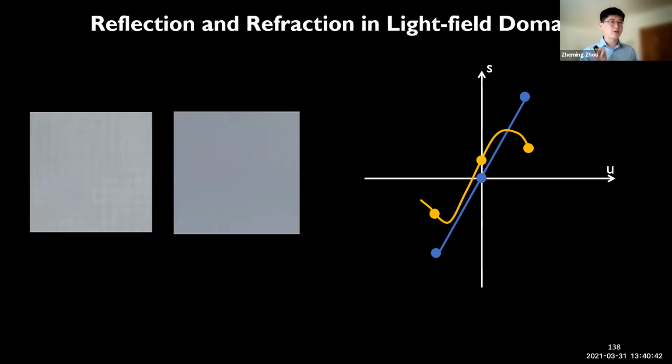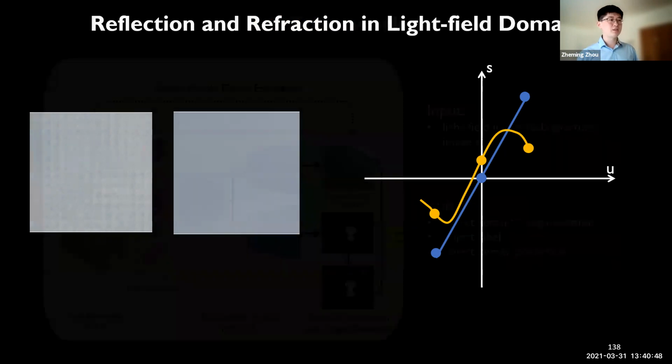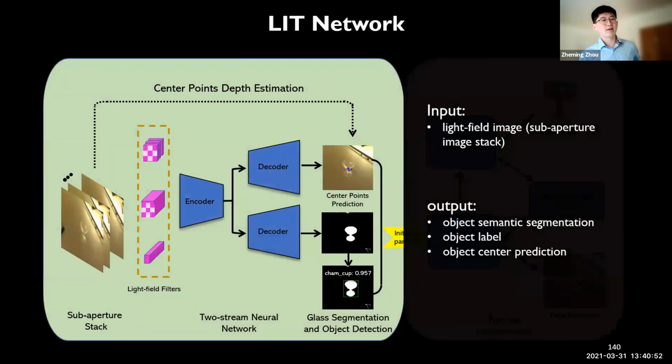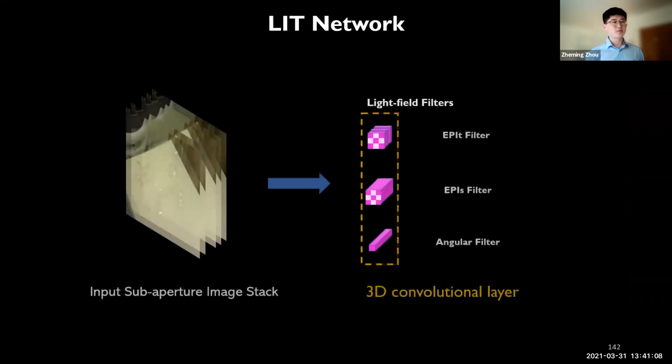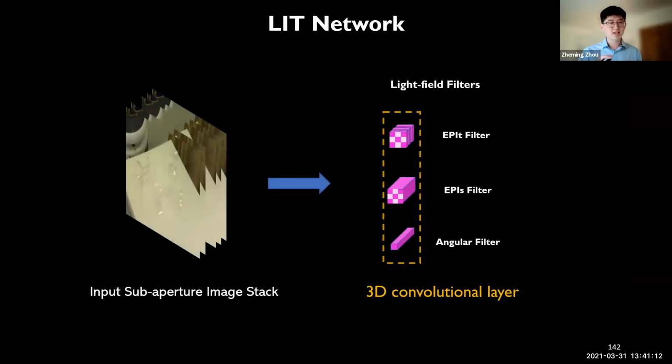So both the reflection and refraction features can potentially be captured by the live view camera, and building on those insights, we introduced our LIT framework with the LIT network as the first stage. The LIT network inputs a live view image and outputs the object semantic segmentations, object labels, and also the object center predictions. For the LIT network, we first feed in a sub-aperture image stack, and then it goes through what we call live view filters. We designed live view filters as learnable 3D convolutional layers, each of which deals with different features in the live view image, epipolar image space.